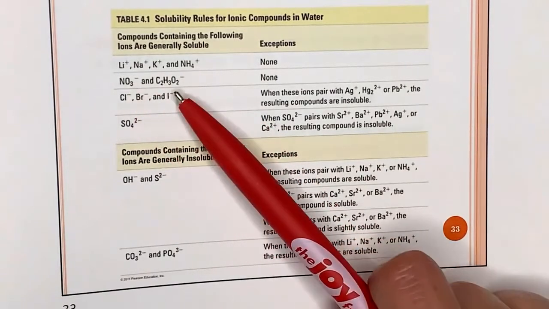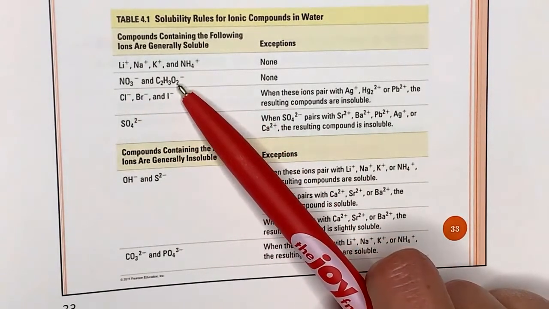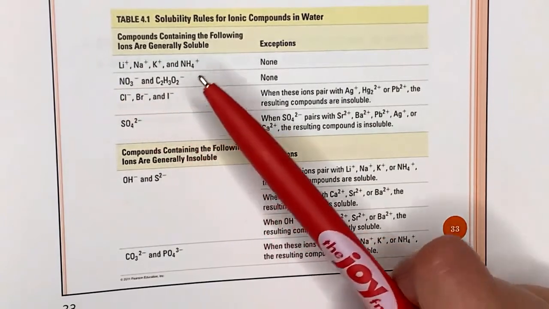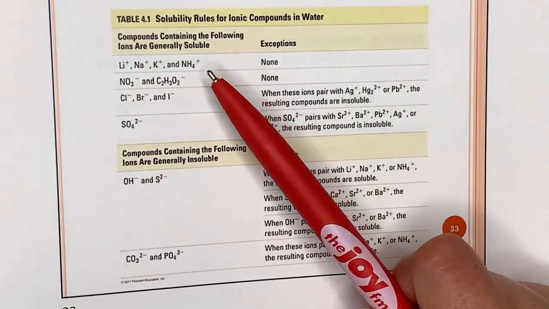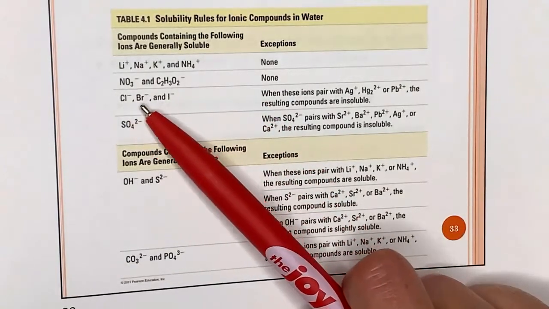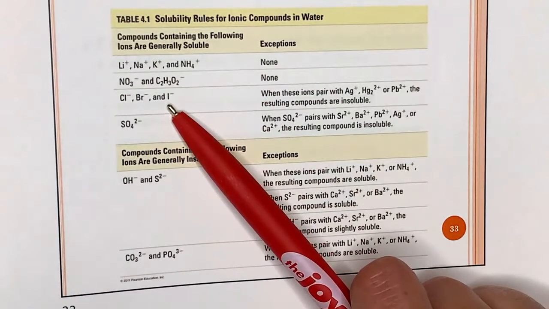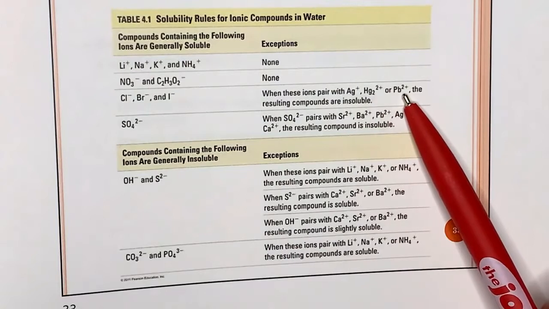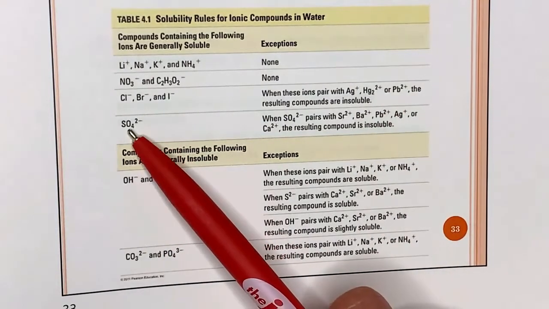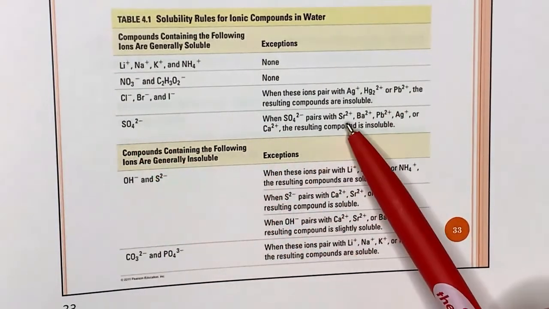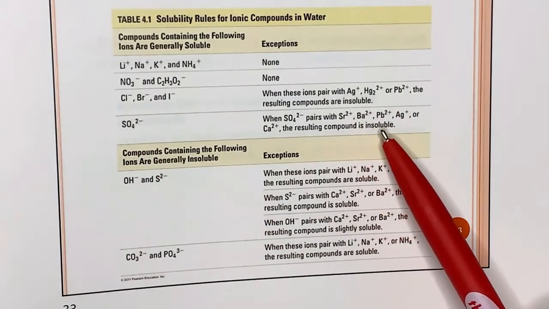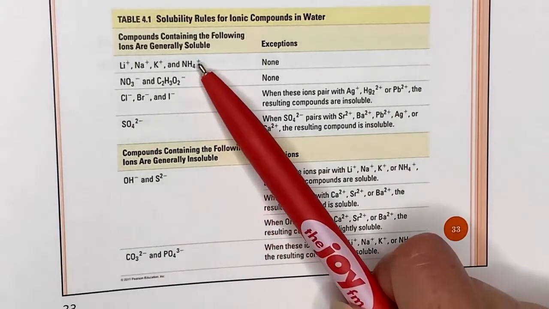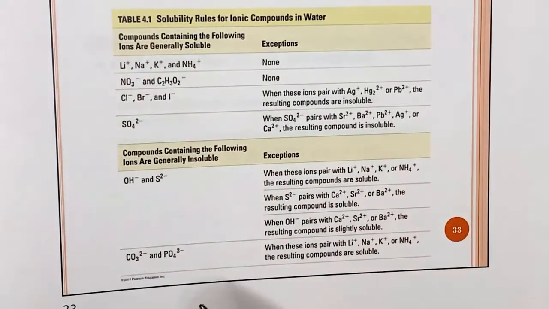All nitrates and all acetates are also always, always soluble. No matter what cation is paired with these guys here, they will always be soluble. And then chloride, bromide, and iodide, most of the time they're soluble unless they are paired with silver, mercury, or lead, okay? And then sulfates are mostly soluble unless they're paired with strontium, barium, lead, silver, or calcium. So you just want to memorize who's soluble and some exceptions right there.